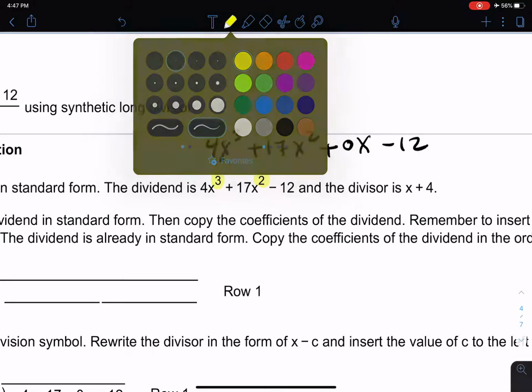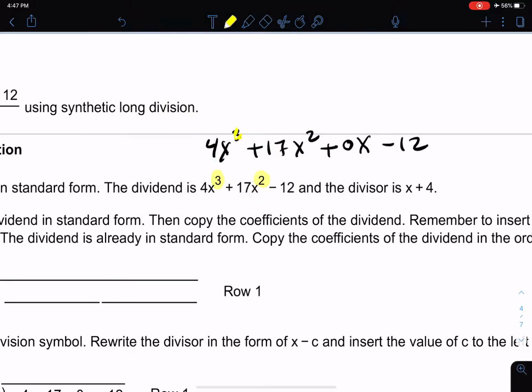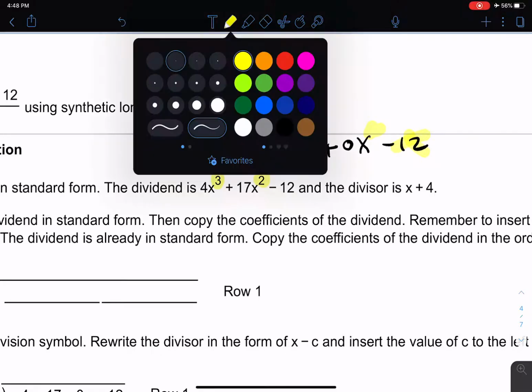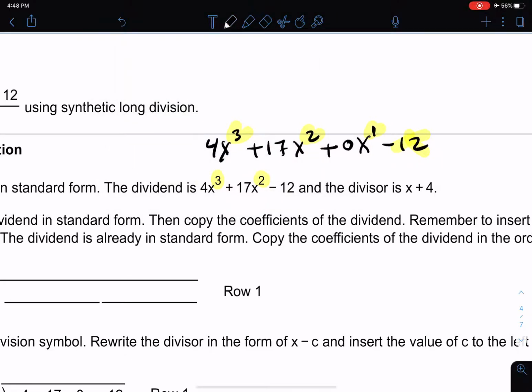Let's make sure we're good now. Let's see. I got a 3, 2, 1, constant. So I know, and once again, right, when you have x to the first power, you don't have to put a 1 there. So now I have everything I need.